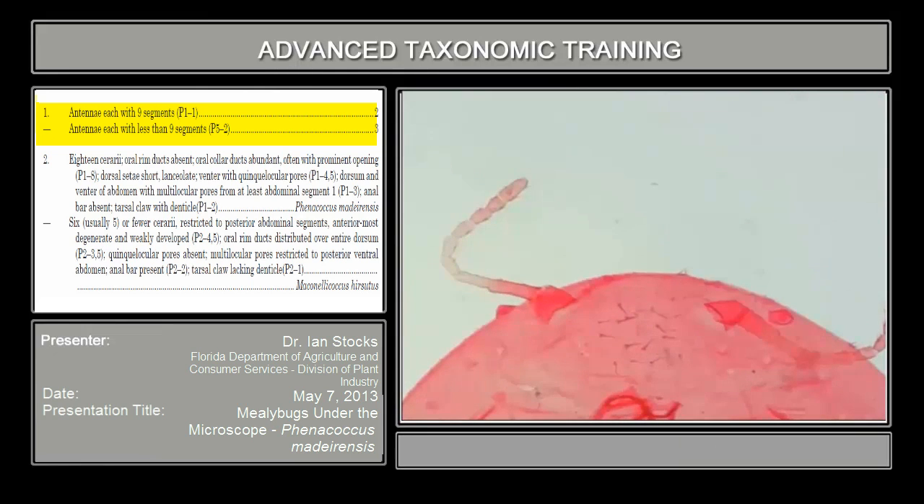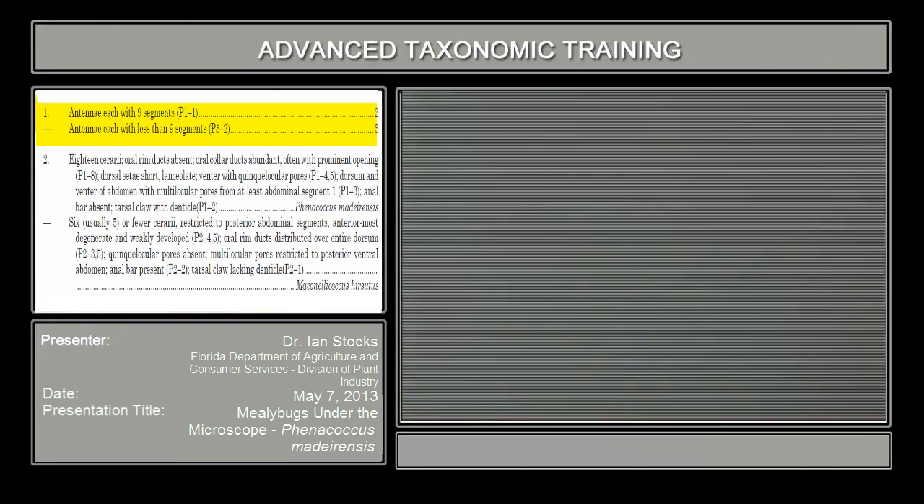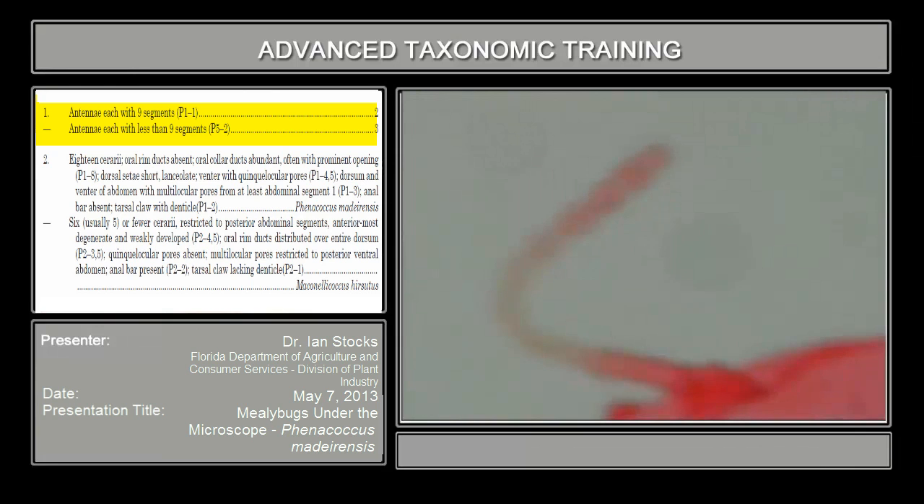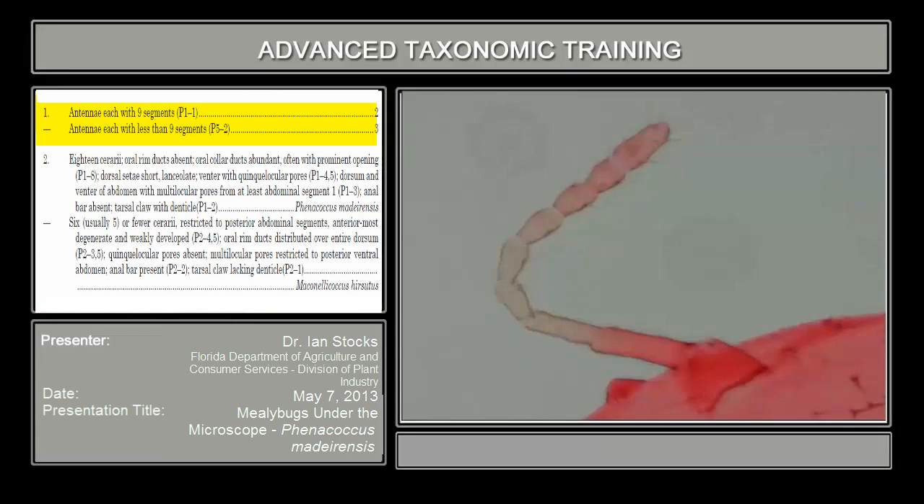The first couplet is going to break out species that have different numbers of antennal segments. So the first thing to do is get the antennae, at least one of the antennae, in focus, and then you can go up to 10x, and this will be appropriate for making a good count. If we start from the head, the first section, we have 1, 2, 3, 4, 5, 6, 7, 8, 9. And that's going to be on the first plate of the illustration, the mealybug plate 1, figure 1.